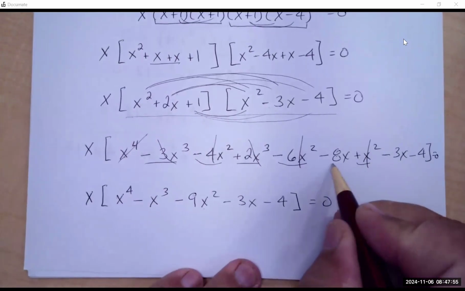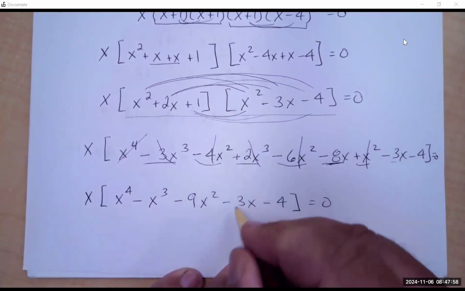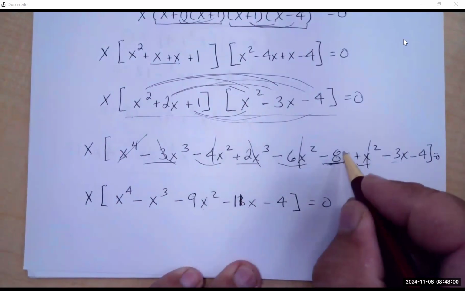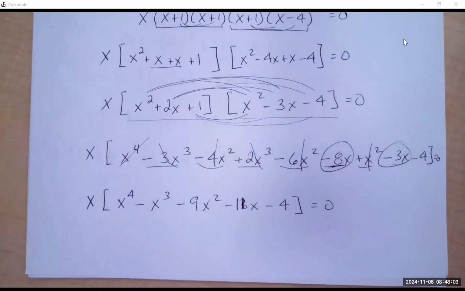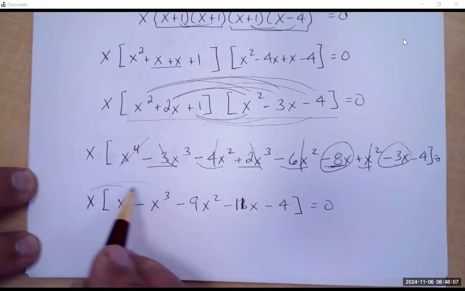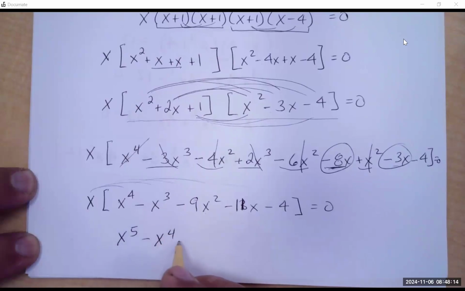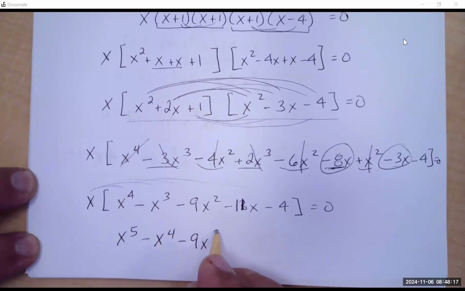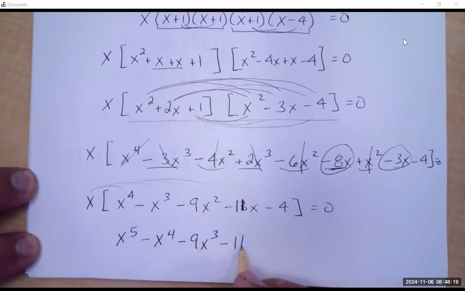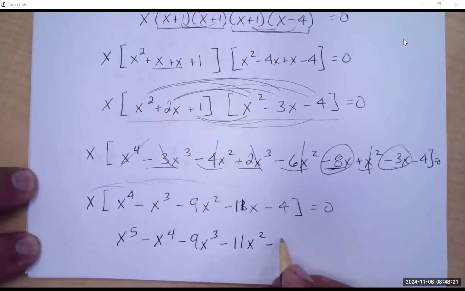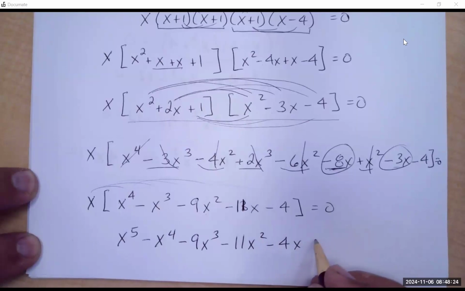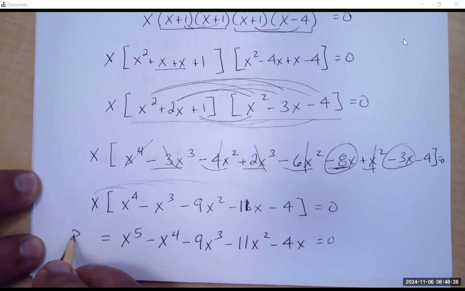Oh, no, I'm missing something. There's an 8 here, 8 and 3, so it's an 11x, not 3x, because I forgot this 8. 11x minus 4. And then multiply by x. So we got x to the 5th minus x to the 4th minus 9x cubed minus 11x squared minus 4x, and that equals 0. So that's our polynomial.